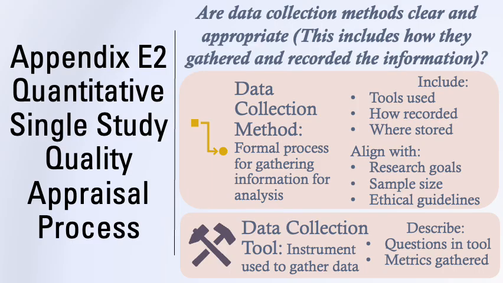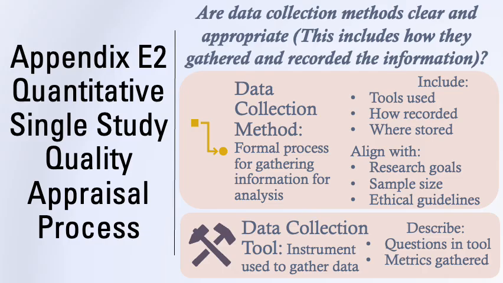A clearly described data collection method includes details of any tools used, how the data were recorded, i.e. were data recorded electronically or using paper surveys, and where data were collated and stored for future analysis. Data collection tools are any instruments that are used to gather data. All tools used in data collection should be described. A clear description includes the number and type of questions asked in a tool, as well as the specific metrics gathered. In some instances, the authors may provide a copy of the data collection tool as an appendix to the printed article.